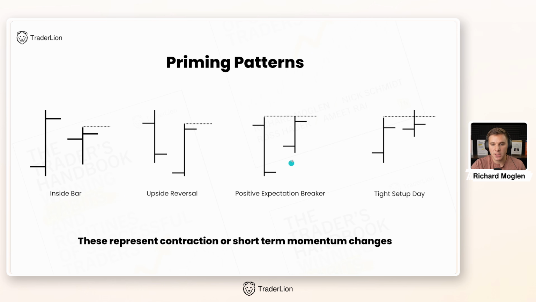So for the purposes of this slide, what we're thinking about is there's a mature base where we're moving up the right-hand side. There's a range that's forming. And then this is the very right side of that range where we've got an inside day, we've got an upside reversal, we've got a positive expectation breaker, or we've got a tight setup day right near the high of that defined range. That's when you want to be looking for these priming patterns.